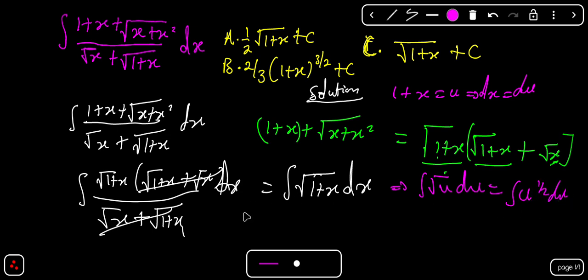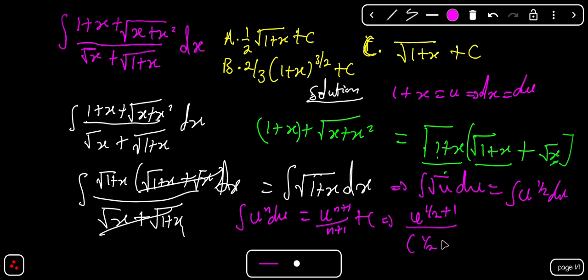And then remember that the integral of u raised to the power of n du is the same thing as u raised to the power of n plus 1 over n plus 1 plus c. So in this case, our n is 1 over 2. That will be u raised to the power of 1 over 2 plus 1, then divided by 1 over 2 plus 1, plus c. So which is equal to, 1 over 2 plus 1 will give us 3 over 2. And then 1 over 2 plus 1, that's also 3 over 2. So 1 divided by 3 over 2 is going to give us 2 over 3 multiplied by u raised to the power of 3 over 2, then plus c.